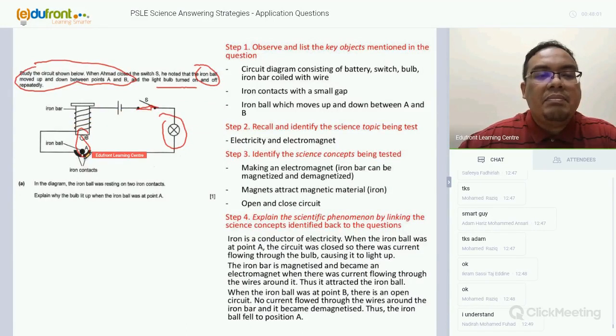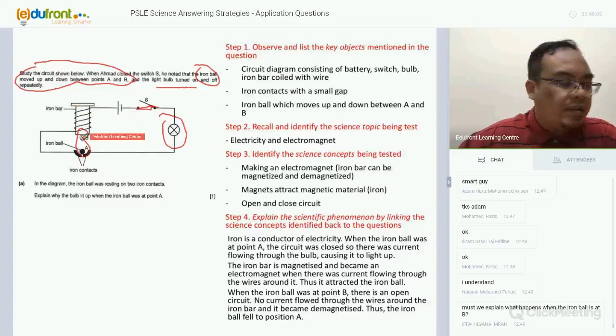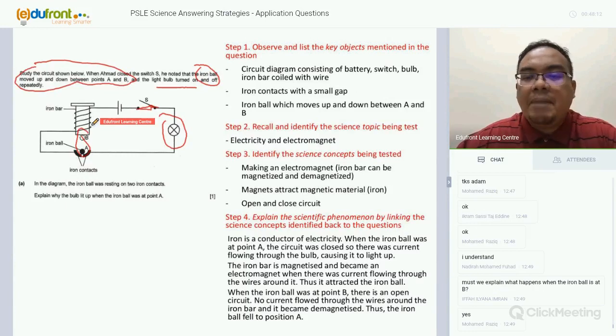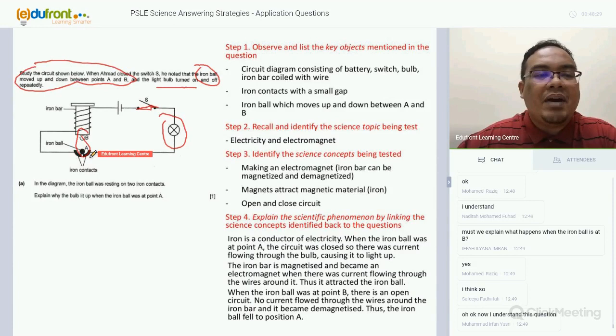And since the iron ball is resting at position A, this forms a closed circuit, right? So when this forms a closed circuit, the iron bar will be magnetized. So what happens when the iron bar is magnetized? It will attract the iron ball to B, from position A to position B. You understand?